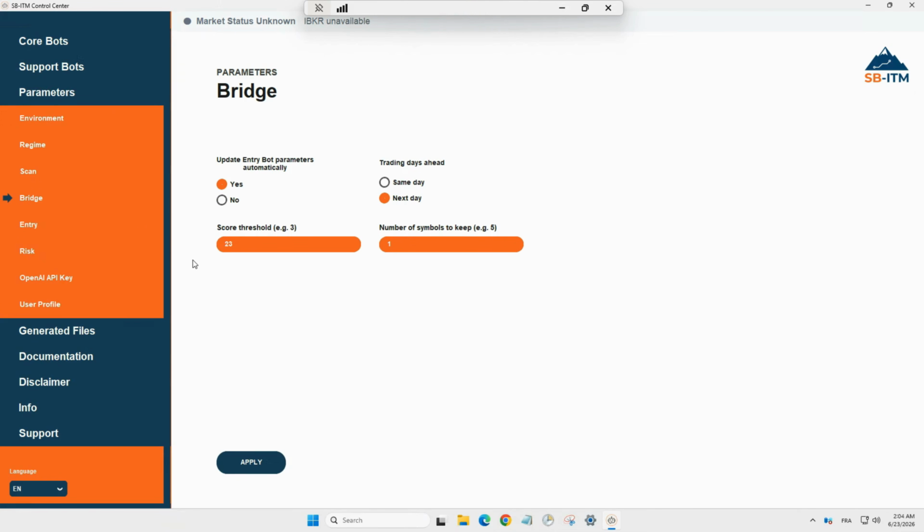The bridge bot prepares the link between the decision process and the execution layer. For this live demo, only the strongest candidates are kept, using a controlled score threshold and a limited number of symbols. This keeps the demonstration focused while still showing how the selected opportunities move through the automated SB-ITM workflow.